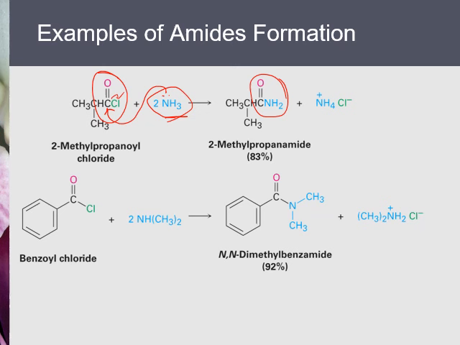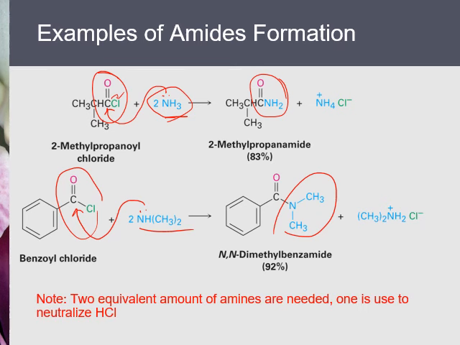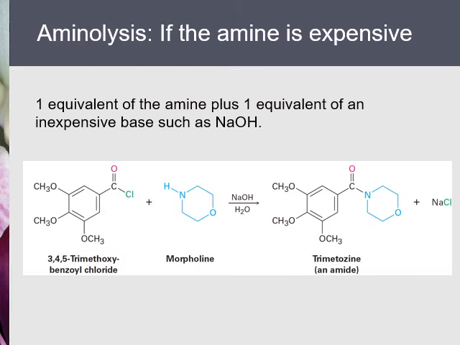Similarly, here we have an acid chloride and an amine, dimethylamine. One equivalent attacks, the other one is used to deprotonate, and you get N,N-dimethylbenzamide. Note that in both cases we use two equivalents of amine. One is used to neutralize the hydrogen chloride, because there's one step where you need to deprotonate the hydrogen. In the last two examples, we use two equivalents of amine: one used as a reactant, the other as a base to deprotonate hydrogen.